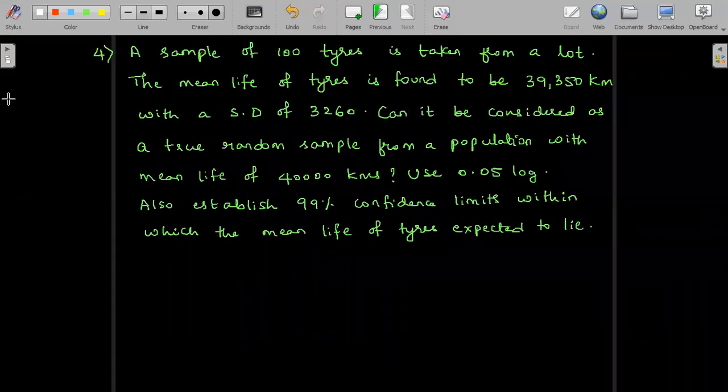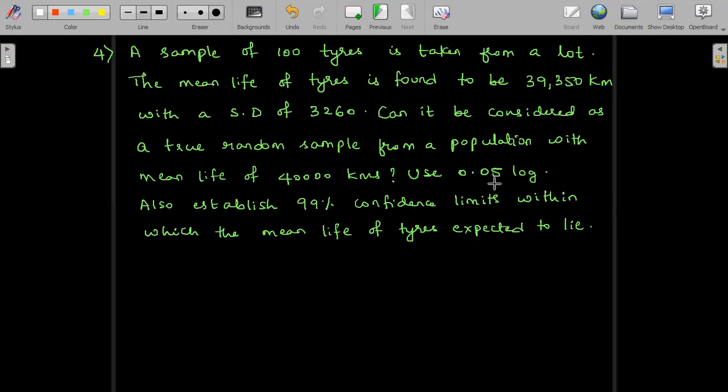We'll see the fourth question now. A sample of 100 tires is taken from a lot. The mean life of tires is found to be 39,350 kilometers with a standard deviation of 3,260. Can it be considered as a true random sample from a population with mean life of 40,000 kilometers?